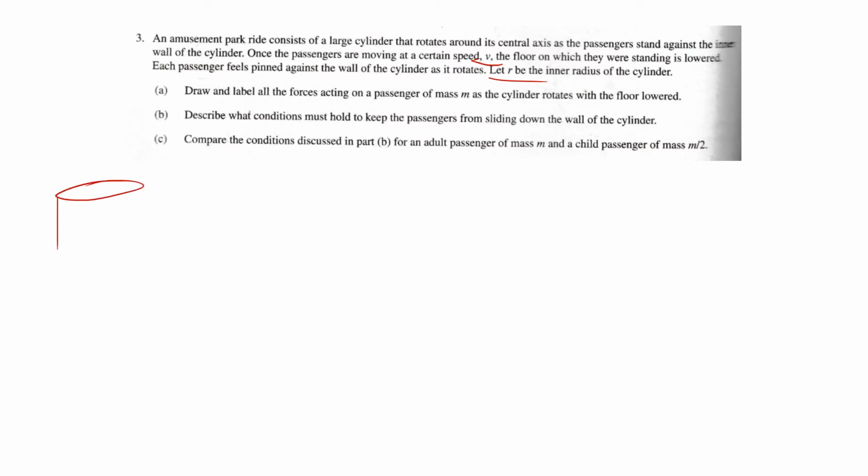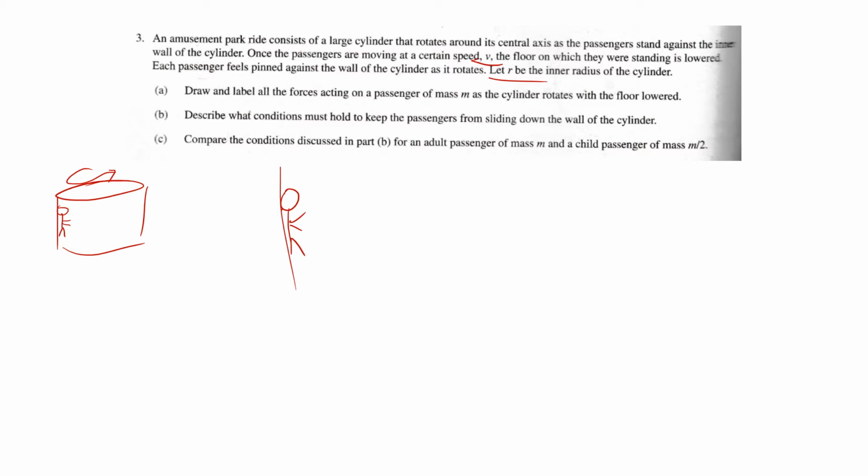Okay, so everyone is inside of this shape, and they're being pressed up against the wall as it's spinning around. So fun. Draw and label all the forces acting on the passenger of mass m as the cylinder rotates and the floor is lowered. All right, let's just draw the guy against the wall here. So here's the person. There's the wall, and they're spinning around like we have in that other picture.